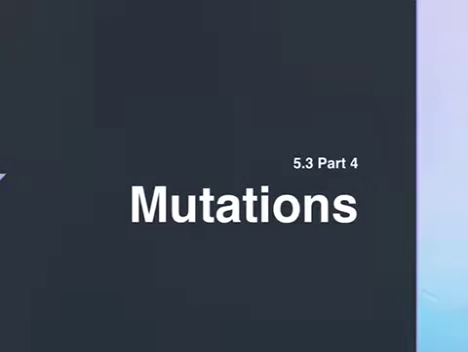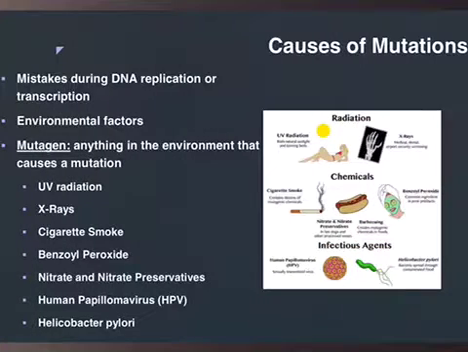These processes that we've been talking about in the cell are very complex, and yet mistakes still can be made. And so we call these mistakes mutations. These mistakes can occur during DNA replication or transcription, and they can be caused by environmental factors, and we call these mutagens. Anything in the environment that causes a mutation is regarded as a mutagen.